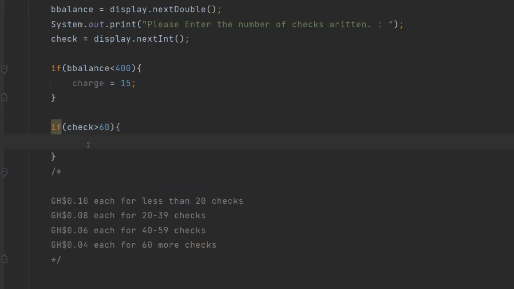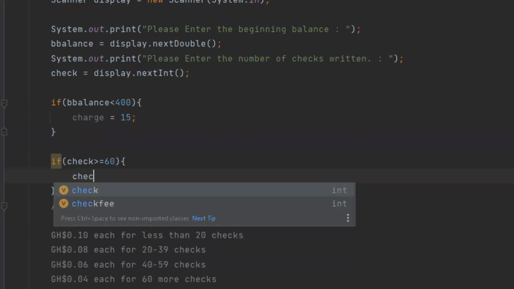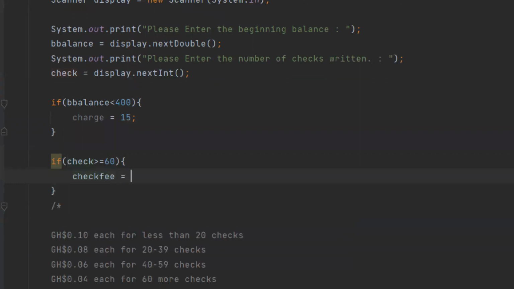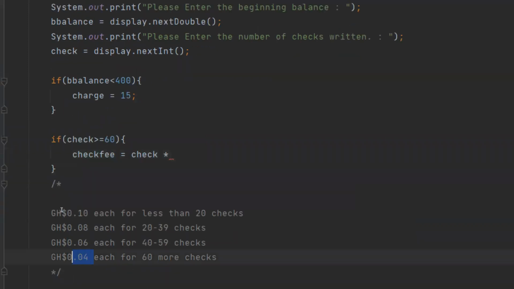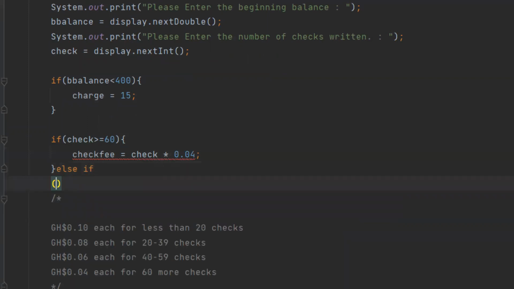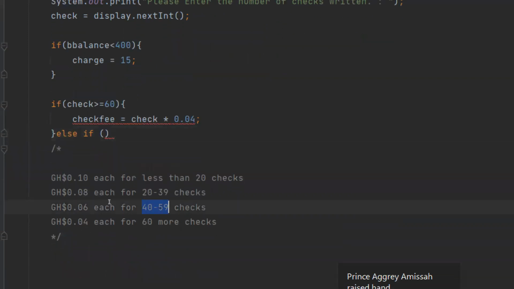if it is greater than or equal to, because he said 60 is included, it is greater than or equal to 60, that means that the check fee is going to be equal to the check the person has entered times what? This. So we are done with the first half. Else if the check falls between this range.